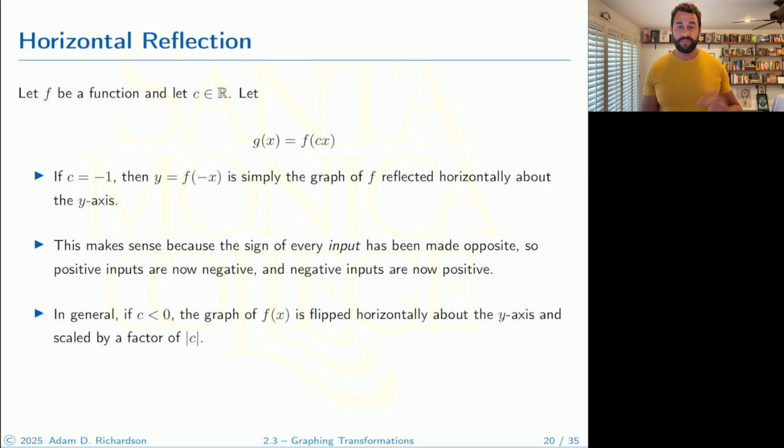Then horizontal reflection. This one is not so weird. If C is equal to -1, then f of -x is just taking the graph of f and reflecting it horizontally. That's all. Just a horizontal reflection. And again, this makes intuitive sense because you're taking every input and changing the sign to be the opposite of what it was. Remember, it's like multiplying by -1 on the real line. When you do that, everything switches order. Everything's opposite. And again, we're doing this to the inputs. That's why we're getting a horizontal transformation.